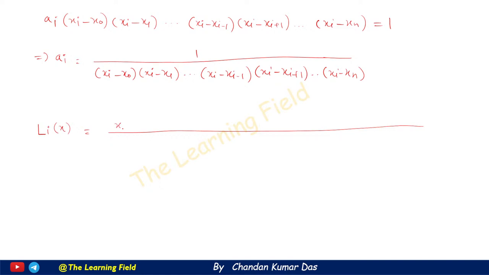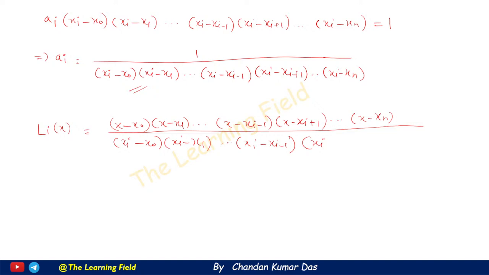x minus x0, x minus x1, and so on, x minus x(i-1), x minus x(i+1), and so on, x minus xn, divided by this one. Since this is the product and this ai is the coefficient, this is equal to xi minus x0, xi minus x1, and so on, xi minus x(i-1), xi minus x(i+1), xi minus xn. Okay, so this Li(x) is the Lagrange polynomial formula.